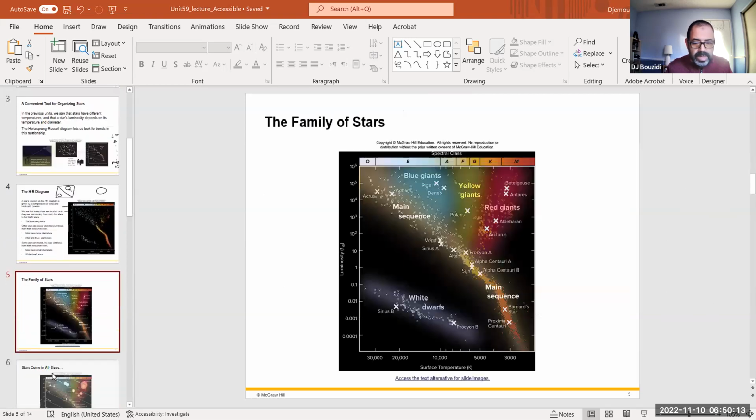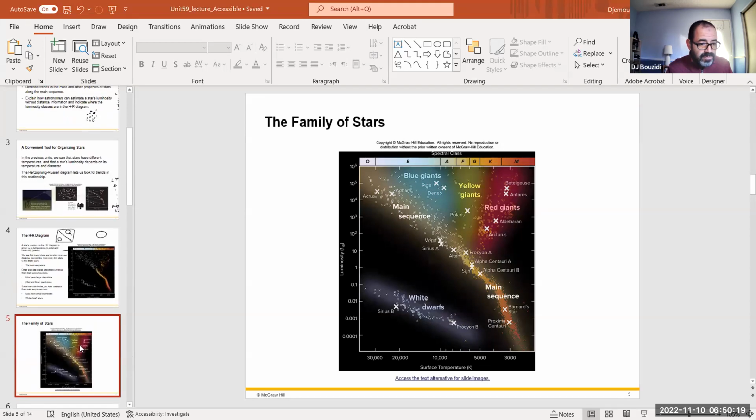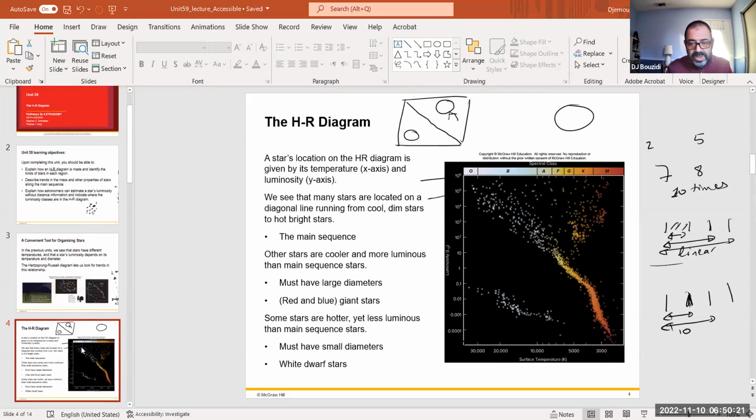As I was saying earlier, the HR diagram also classifies stars, but one very, very important point before I get into that. When you look at the HR diagram, you may be confused, thinking that this star, for example, is very far from this star, the one on this side, and that these two stars are neighboring stars. No, that's not true.